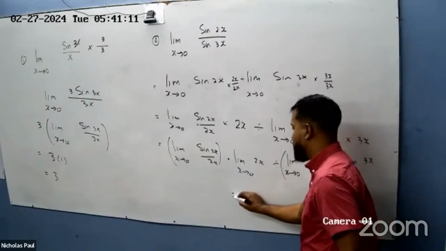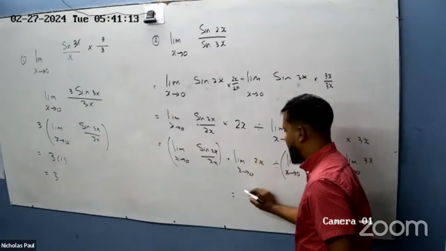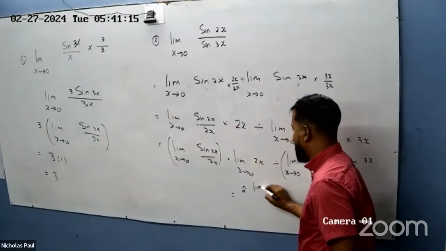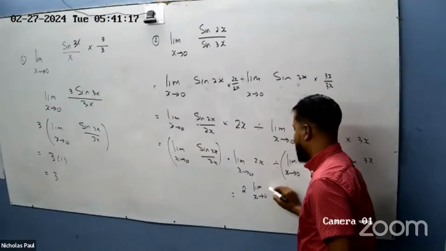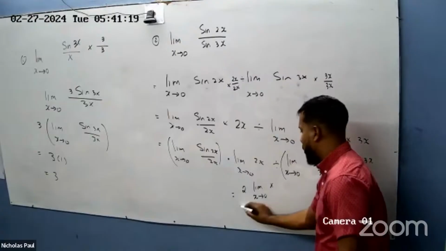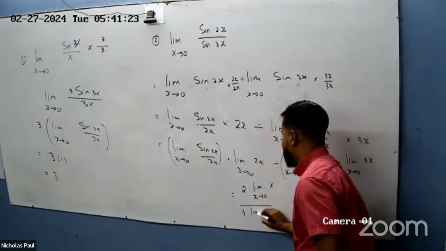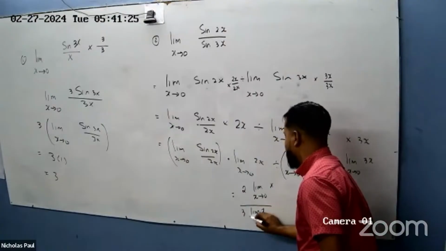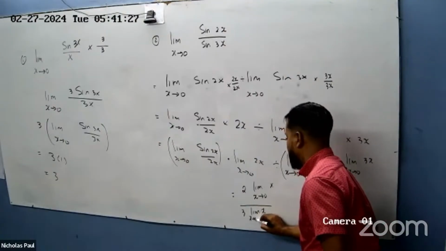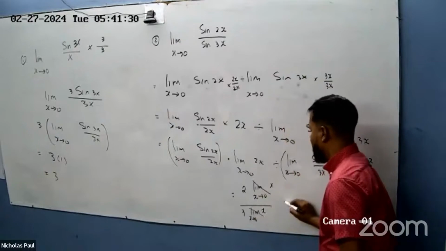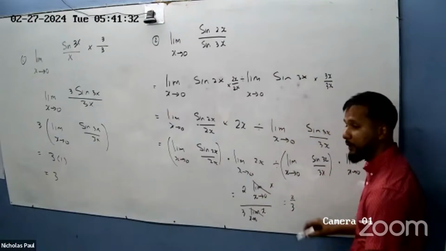Here's what you're going to do now. Put the 2 on the outside. So you'll get 2 by the limit as x approaches 0 of x, all over 3 by the limit as x approaches 0 of x. This will cancel and you will get 2 over 3.